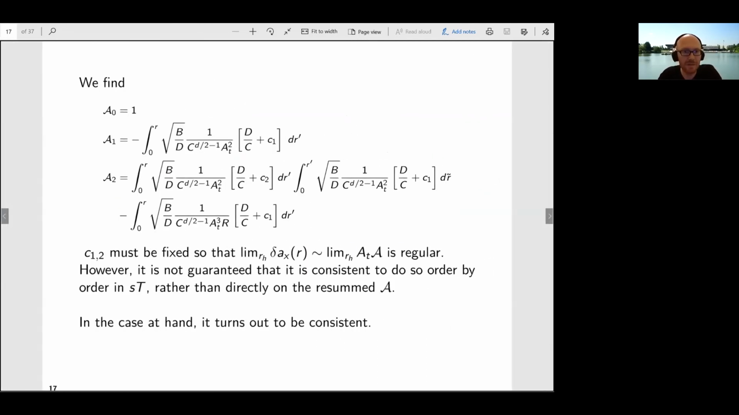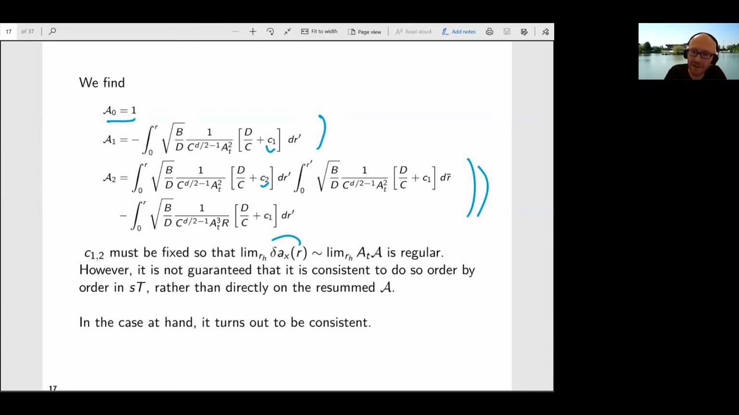So let's see what this gives. If you solve it order by order, you can find the solutions order by order. The first one is very simple: it's A0 equal 1. Then I have an integral solution for A1. Then I start having nested integrals for A2, etc. Importantly here, we have constants of integration that are allowed, and we should fix them such that delta AX is regular at the horizon.